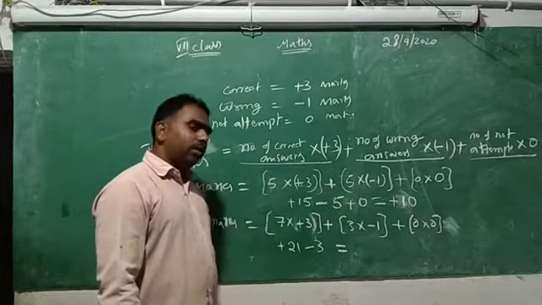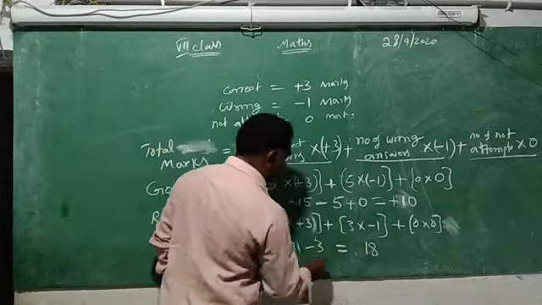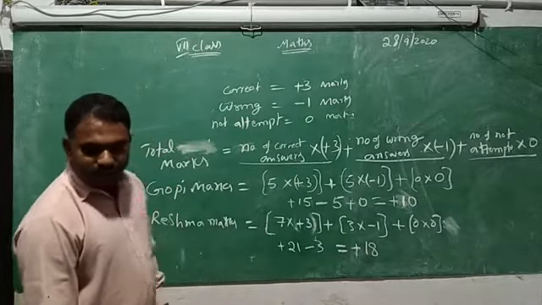21 -3. So here both are different. So that's why we should do the subtraction. 18, and the bigger number is positive. That's why positive. So answer marks will be +18.